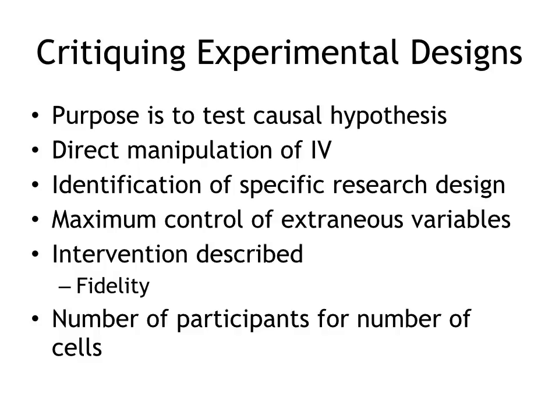You also need to look at the number of participants for the number of cells, if there is a factorial design going on there. Because if there are too few subjects in each cell, then you can't take confidence in the results that come from that. So you need to be looking for that.